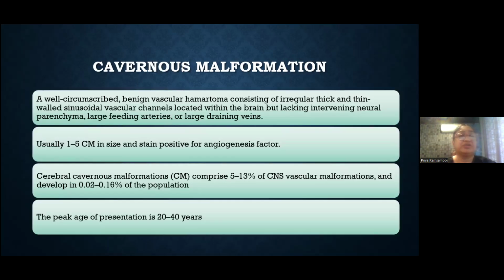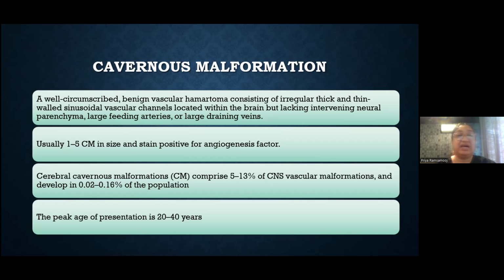So the first one that we're going to do, and the very big one, is cavernous malformations, right? Cavernous malformations are really described as a well-circumscribed, benign vascular hamartoma. What it consists of is irregular, thick and thin-walled sinusoidal vascular channels, right? That same thick and thin you would actually appreciate as hyperdense and hypodense, black and white, located within the brain, but it lacks intervening neural parenchyma. It doesn't have that intervening parenchyma.